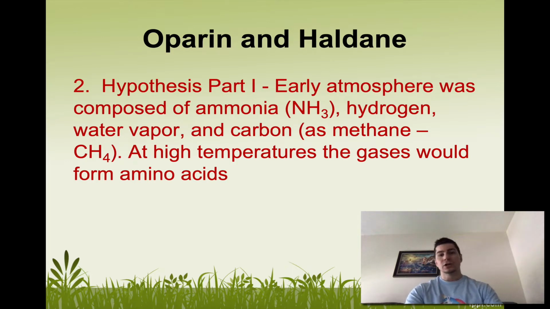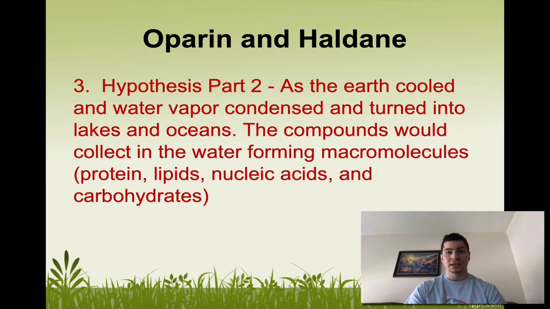But anyway, their hypothesis was that if these were the gases in existence on early Earth, at really, really high temperatures, these gases could be transformed, and in the transformation, they could become some of our macromolecules. In this one, they say it could become amino acids, so that's part of our protein macromolecule. The second part was that as Earth cooled, the water vapor, again the gaseous form of water, started to cool and it became all of our lakes and all of our oceans. They also thought that different compounds would collect in the water. All these other gases would collect in there and they would form proteins, lipids, all of our macromolecules.